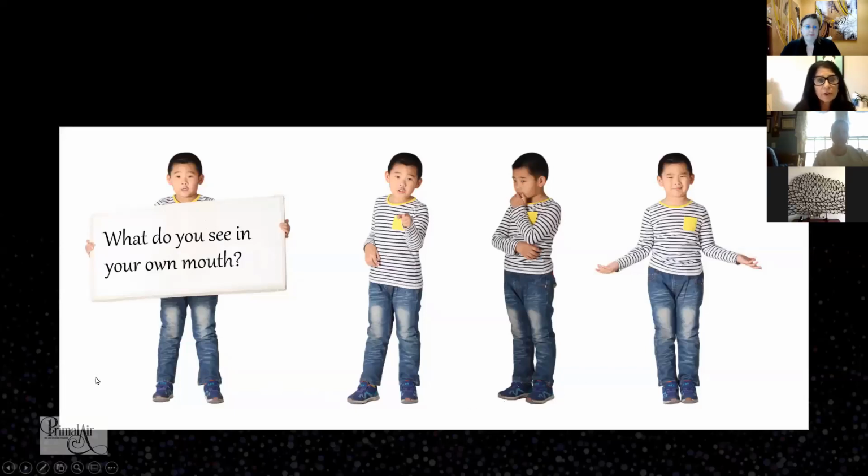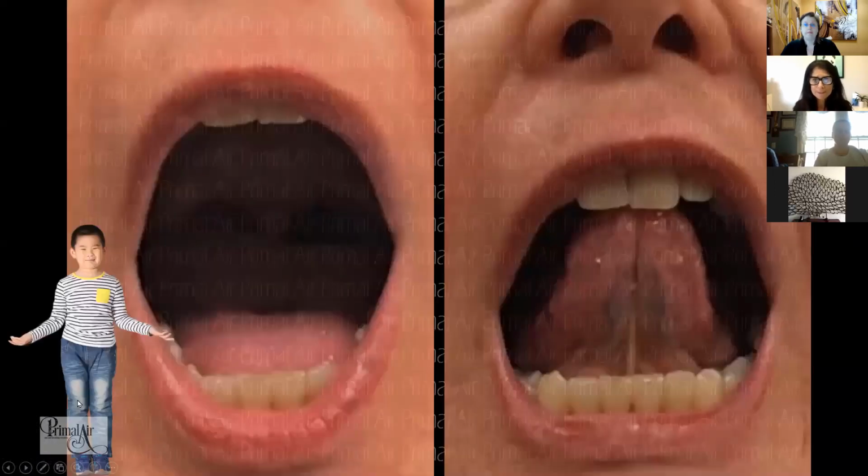So what do you see in your own mouth? Let's take a look in your mouth. You might want to get a mirror or something like that, or you can use the camera on your phone. What we're going to have you do is open your mouth as wide as you can. Then you're going to put the tip of your tongue up onto the incisive papilla. And if your mouth closes more than 50% when you do that, there's a possibility that you may have a tongue restriction, a tongue tie, or a restricted frenulum.